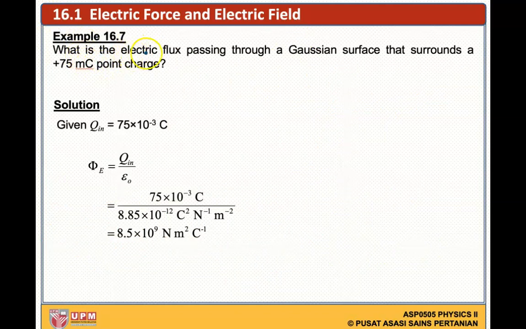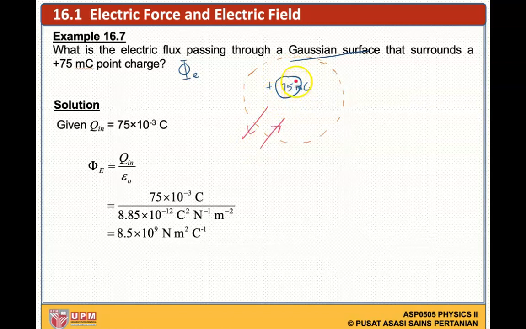Okay, so we have an example. What is the electric flux, given by this symbol, passing through a Gaussian surface that surrounds a 75 millicoulomb point charge? So I have a charge that is 75 millicoulomb and it is positive, and I have a Gaussian surface that surrounds this charge. My surface is given by this orange line. I want to know what is the electric flux of this surface.